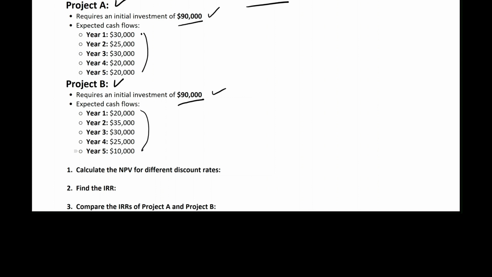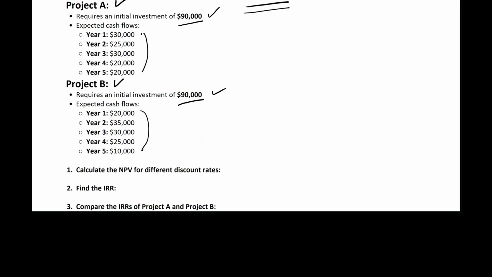Now, how are you going to make your decision to choose between those projects? This is where the internal rate of return will come in handy. If you know your IRR for each project, it's going to be easier for you to make that decision. Also, in this problem, the company that is considering those two projects has what they call a hurdle rate of 12%.